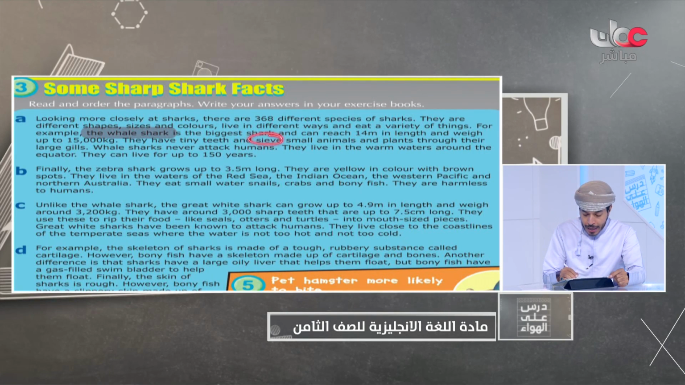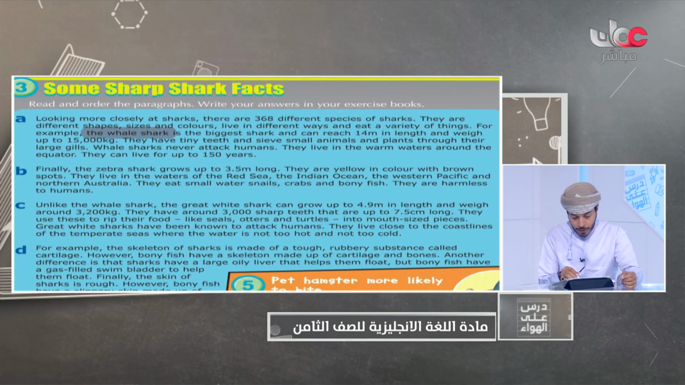Sieve means what? Eat. They sieve small animals and plants through their large gills. Whale sharks never attack humans. So it's not a wild shark. Okay? It is a friend to humans, so it doesn't attack humans. They live in the warm waters around the equator. Okay? And they can live up to 150 years.